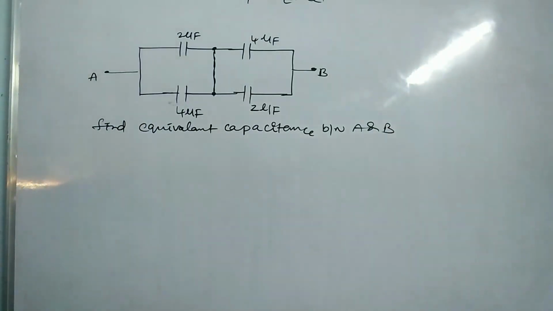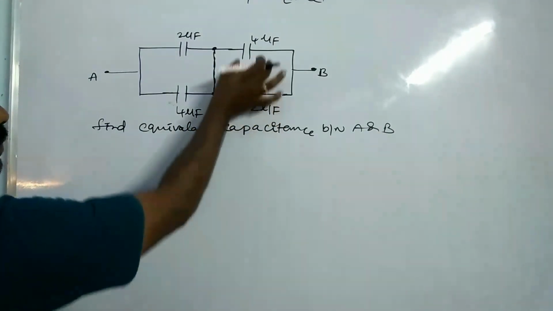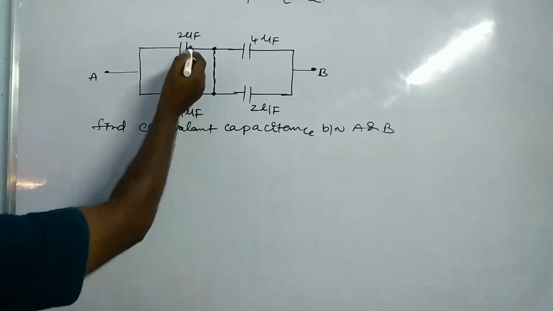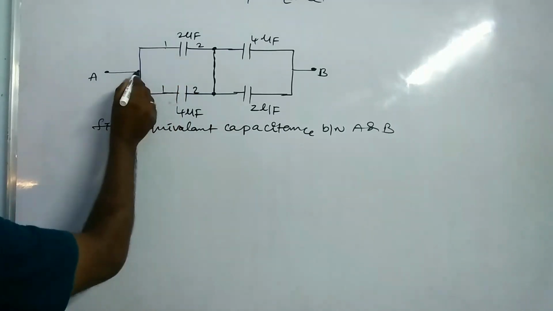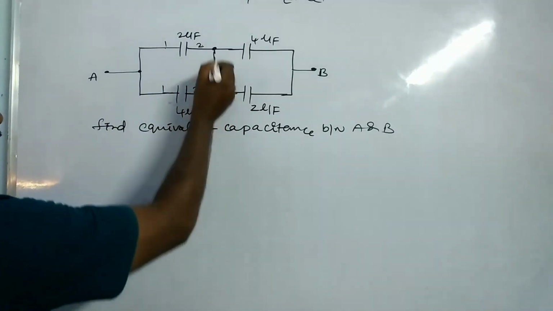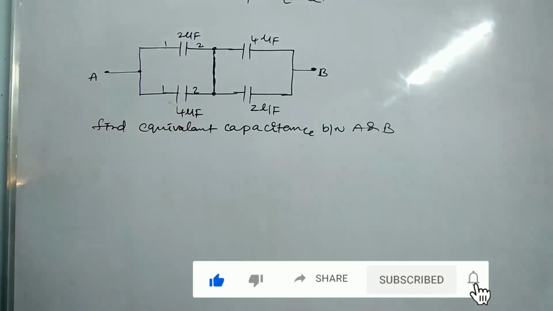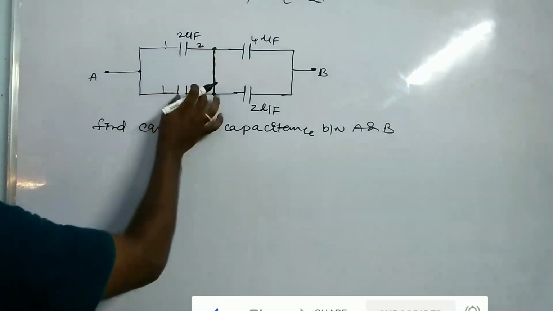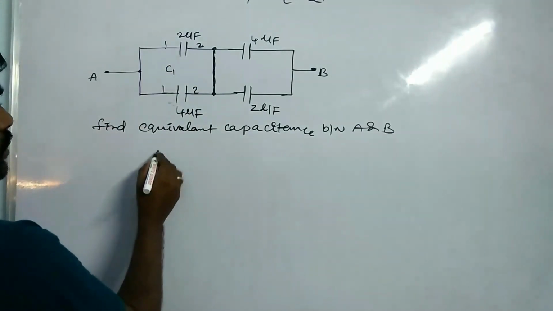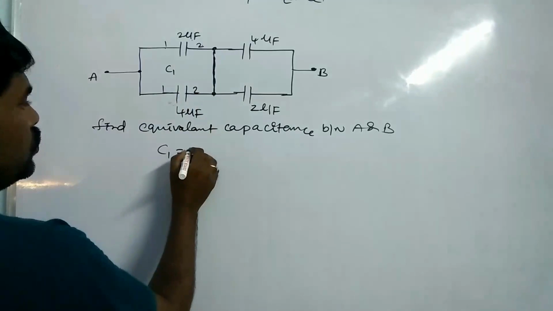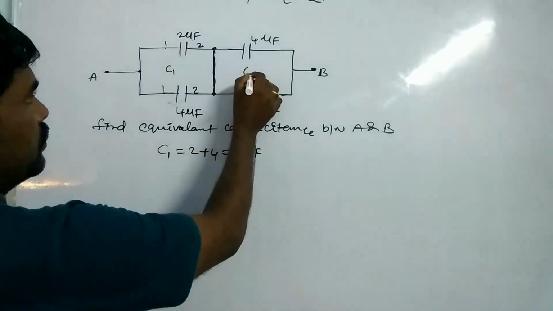Okay, so let us find. These two are connected in parallel. For example, this is first plate and first plate, second plate and second plate. The first plate is connected to A and the second plate is connected to this one. So this is the parallel combination. Let it be C1 here. C1 is equal to 2 plus 4, which is 6 microfarad. And let the effective capacitance here be C2.